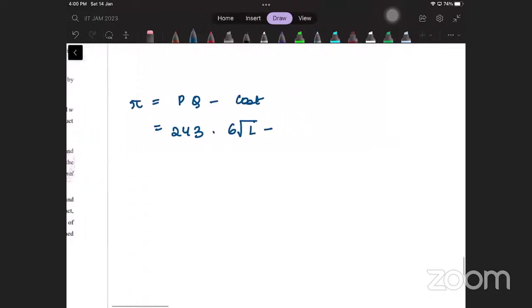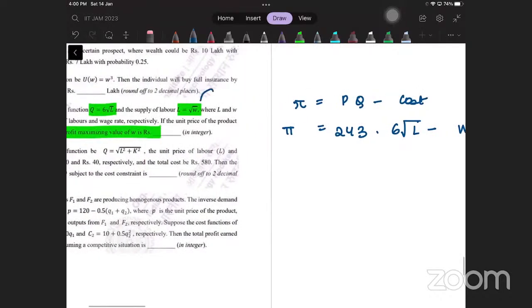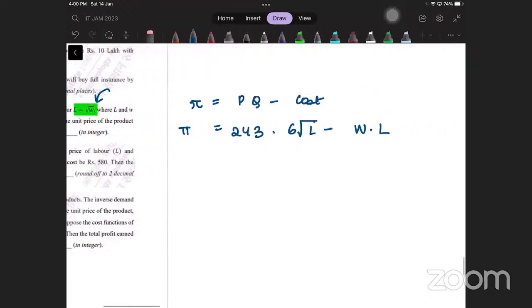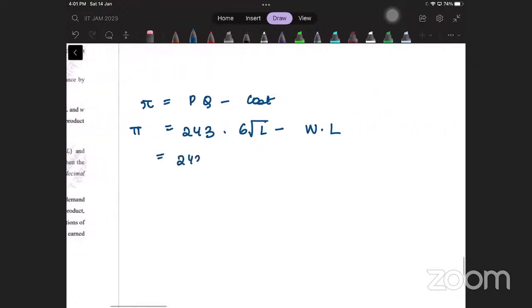And cost is W into L. So this is your profit. Now, instead of L, we will use root W. So we will get this as 243 into 6. L ki jagah pe I will write root W minus W, root W. So I have transformed this entire question in terms of W.